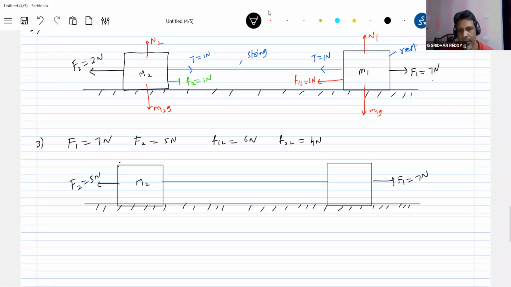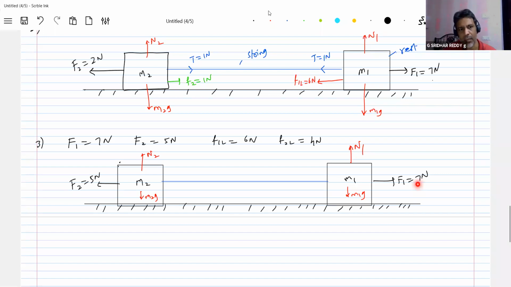This is M1, the normal reaction, weight M1G, normal reaction M2, the weight M2G. I'll start with the larger force. So here a 7 Newton force is applied. See one thing, the best thing is that you come together. What is the net applied force?